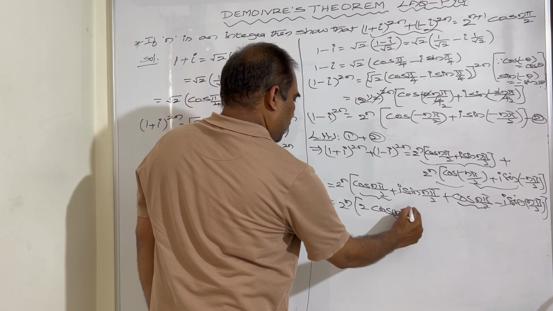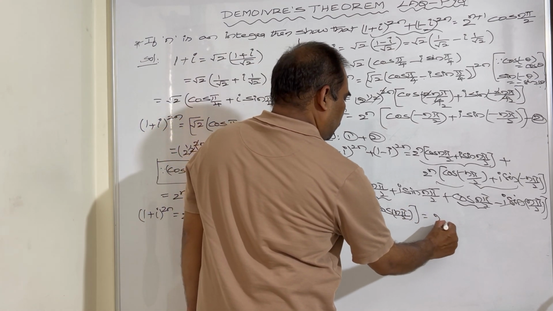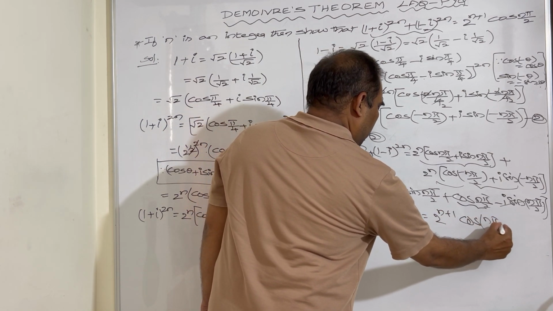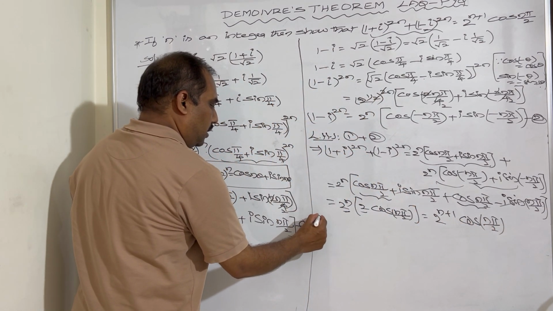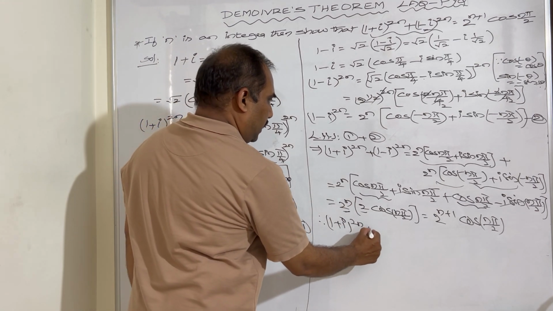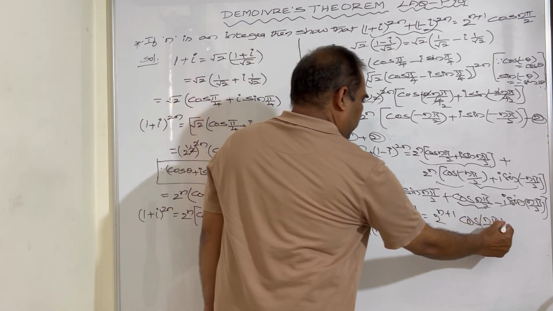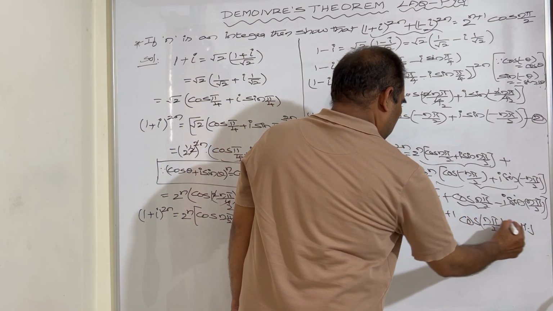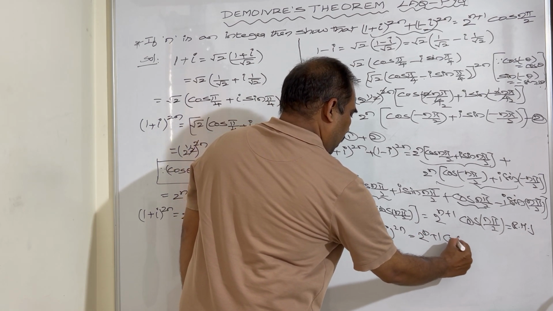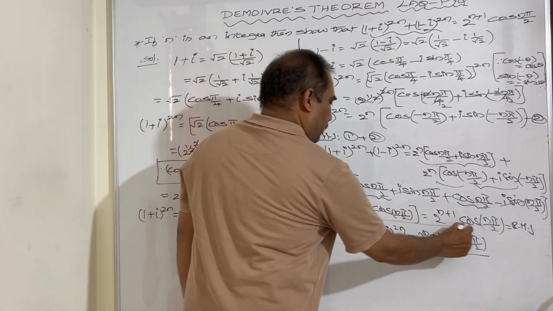Which is equal to 2 to the power of n into 2, that becomes 2 to the power of n plus 1 into cos of n pi by 2. Finally, what we can write: therefore (1 plus i) whole to the power of 2n plus (1 minus i) whole to the power of 2n, this is the LHS. What we get for the RHS is 2 to the power of n plus 1 into cos of n pi by 2. Like this we can prove the given problem.